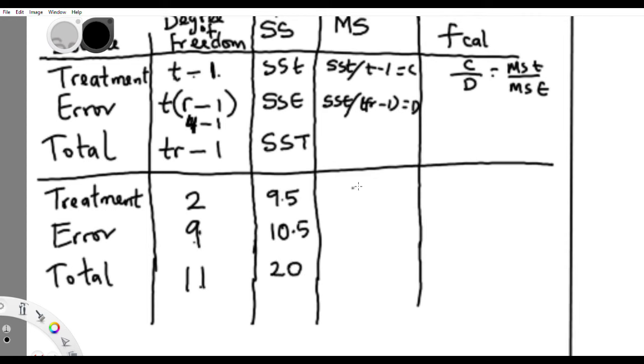So the mean square would then be the sum of squares divided by the degree of freedom. So this place should be 4.75, and this one will be 1.15. Sorry, this place will be 1.17. Then we can now calculate the F calculated. The F calculated will then be the division of these two, and that's 4.06.